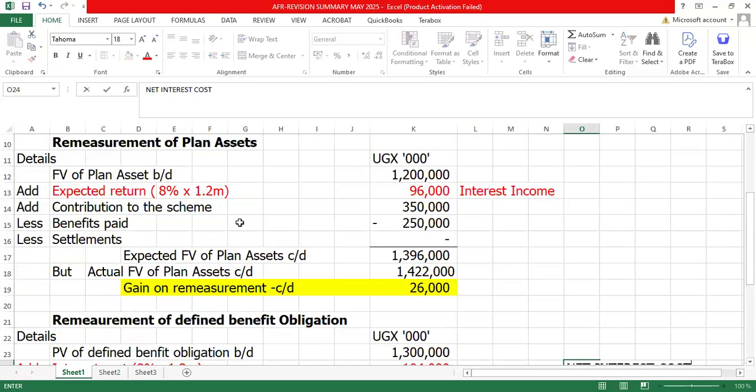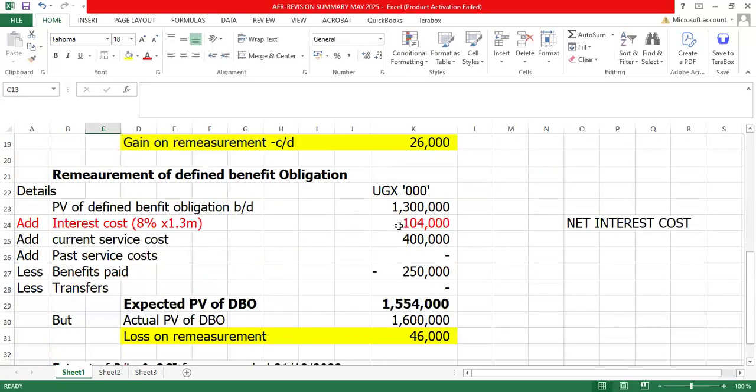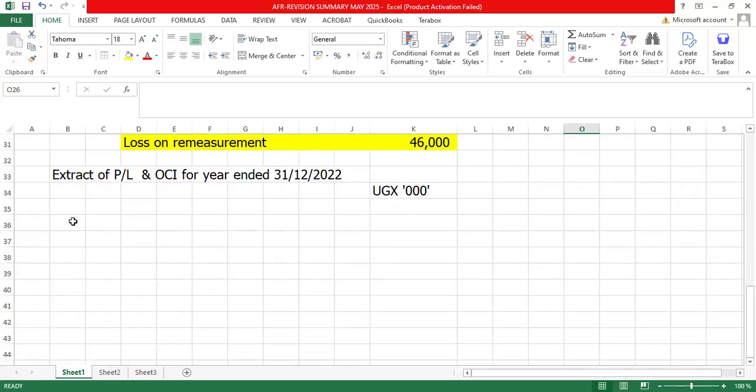If you realize that the expected return is higher than the interest cost, then you will have net interest income. And net interest income is part of other incomes. So you have like other incomes, you put in net interest income. But here we don't have other incomes. We just have expenses.